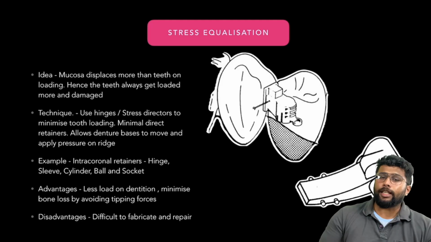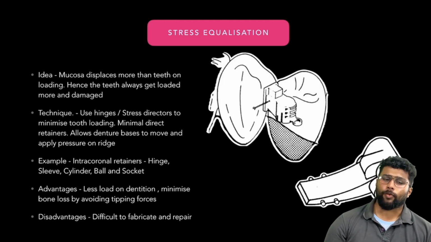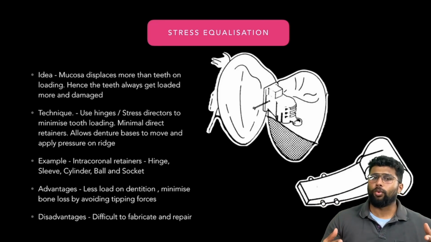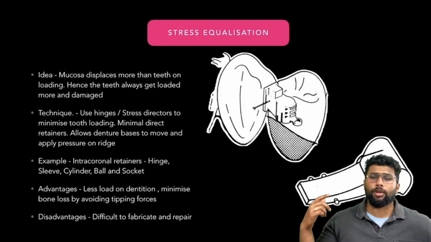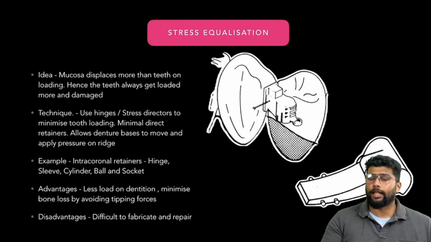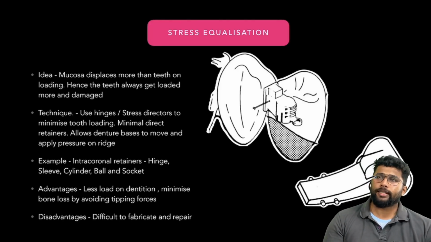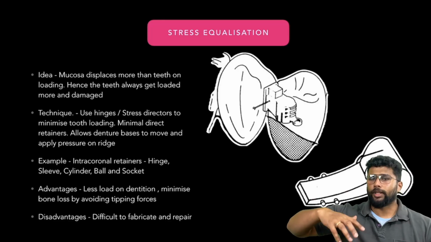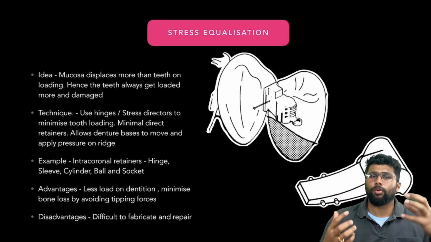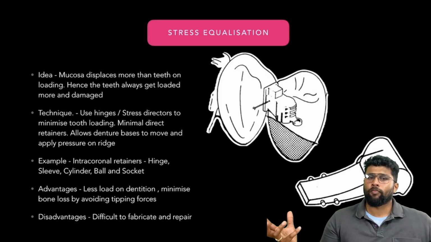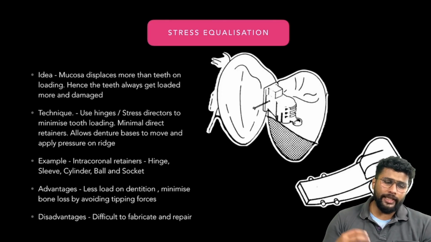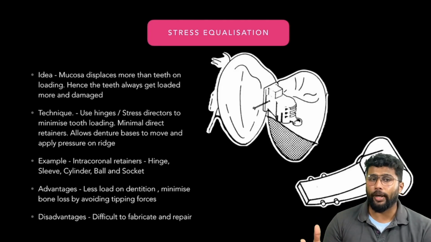Now, stress equalization was another philosophy, based on the idea that the mucosa always has a much greater degree of compressibility and movement compared to the teeth. So proponents of this school of thought felt that whatever you do to the CPT, it is always going to end up loading the teeth more than the mucosa, and the teeth are going to get damaged. So what they said is you incorporate some kind of hinge or stress breaker between the teeth and the cast partial, so that the stress breaker will bend or move to take up the force and dissipate it into the bone rather than allowing it to damage the teeth. So it uses hinges or stress directors to minimize loading, right?